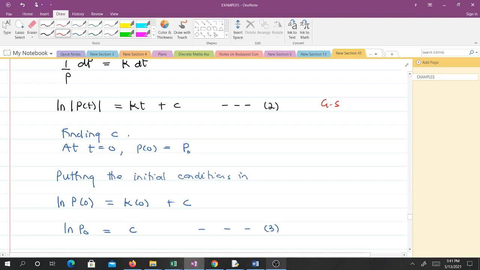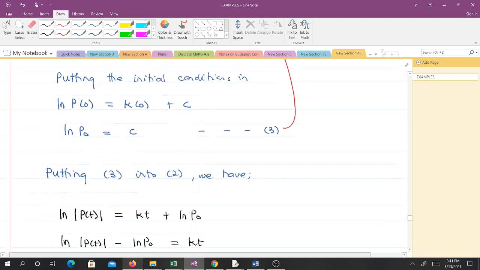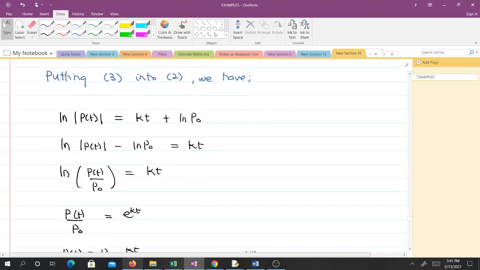So making that substitution, we get ln P, but now t is 0, so P(0) is equal to k times 0 plus c. Then P(0) is equal to P naught, so you have ln P naught to be equal to c, since k times 0 is 0. So that means that c is just ln P naught, right? So we will take equation 3 and put it back into what? Equation 2. So wherever we see c, we put what? ln P naught there. So doing that will give us ln P(t) will be equal to kt plus ln P naught.